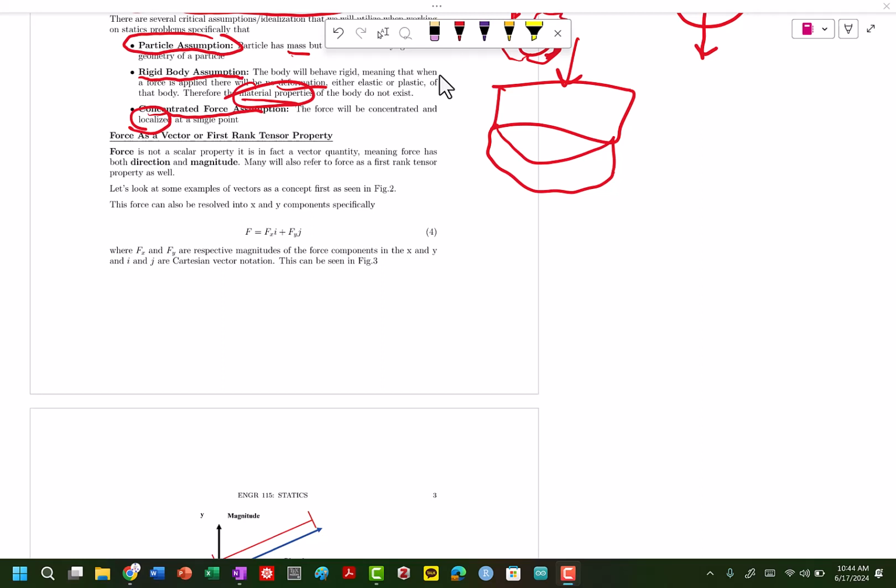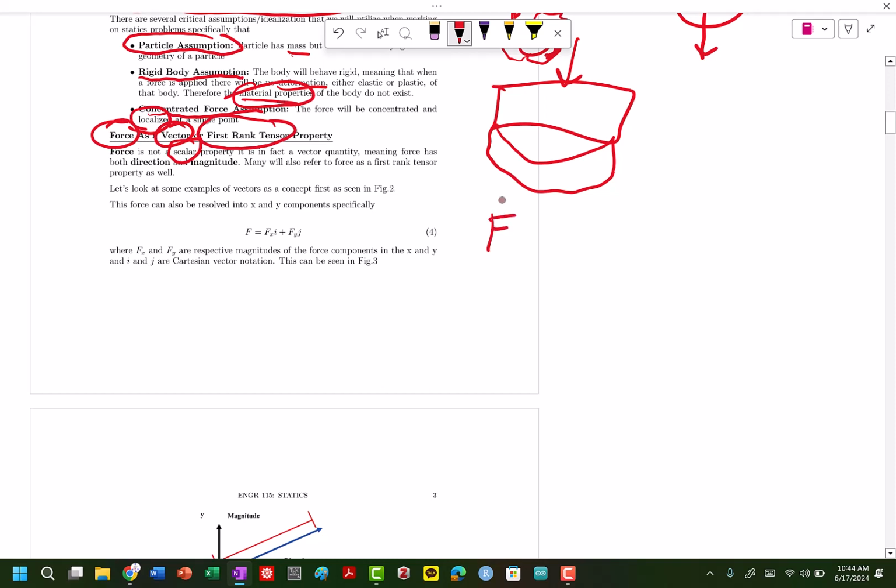So in statics, we're going to be dealing a lot with forces. And it's really important that forces are going to be treated in a very special manner. You may have heard the term scalar. What scalar means is that it basically has a magnitude, a quantity. So like mass is a scalar quantity. It'll have a specific mass. There's not a direction associated with it. But force is a vector property, or you can kind of term it as a first-rank tensor property.